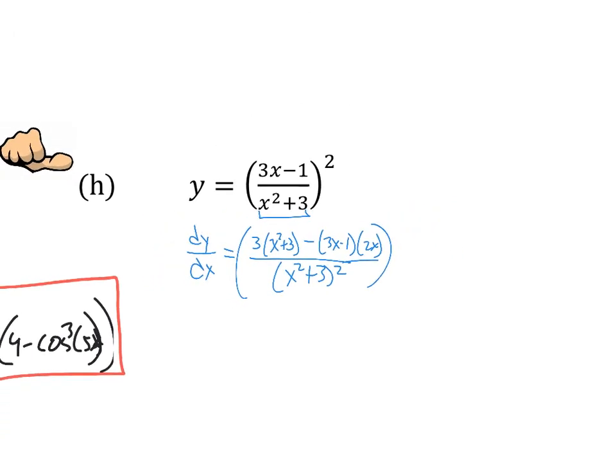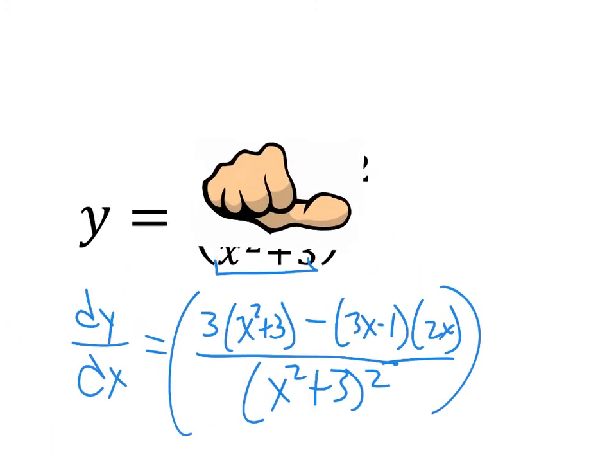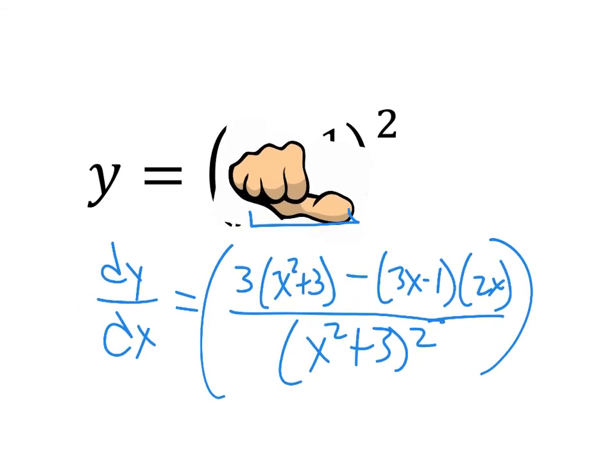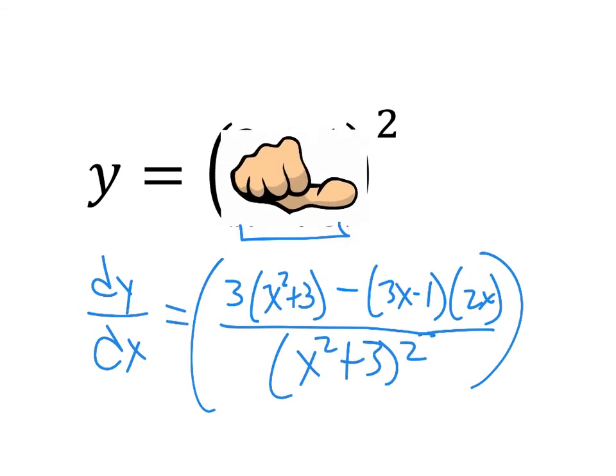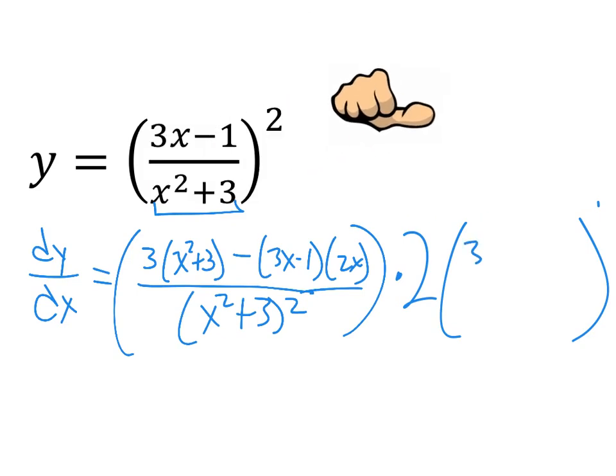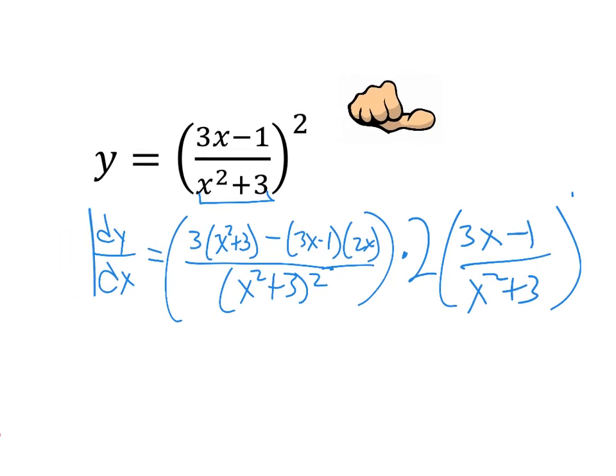Now we're going to take our thumb. Let's grab the thumb. Okay, and we're going to take the derivative of that stuff squared. Well, ignoring what's on the inside, our power rule says drop the 2 times the inside to the first power. And what's on the inside? Well, we just copy 3x minus 1 all over x squared plus 3. And there you have it. That's the derivative.